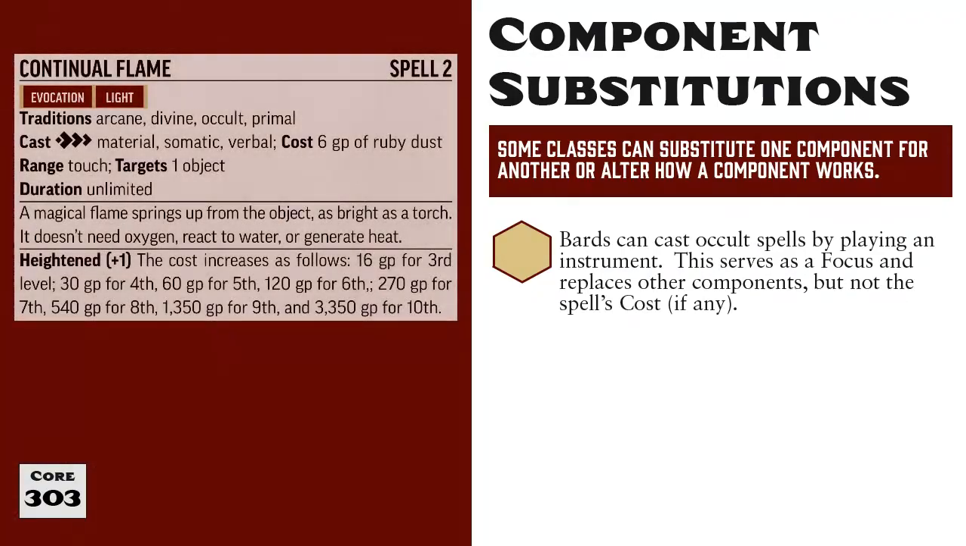For example, Continual Flame has a cast time of 3 actions, requires material, somatic, and verbal components, and has a material cost of 6 gold pieces worth of ruby dust. A bard may play their flute using that as a focus to replace the need for material, somatic, and verbal components. But the cost and requirement fields are separate from the spell's components, so this bard would still need to provide 6 gold pieces worth of ruby dust.